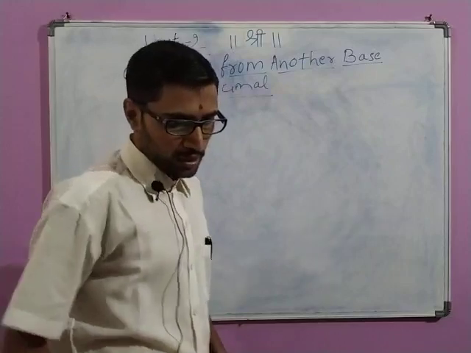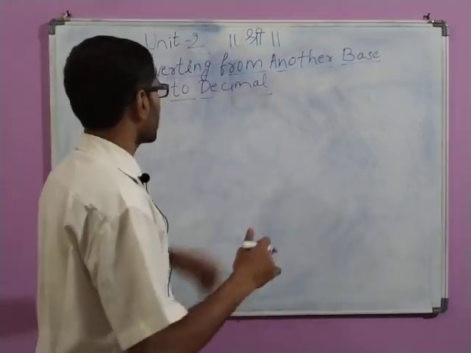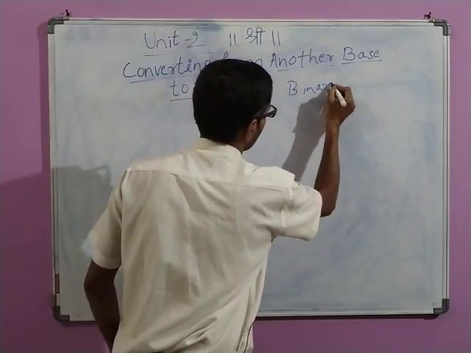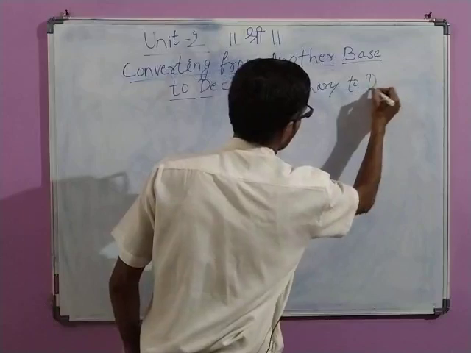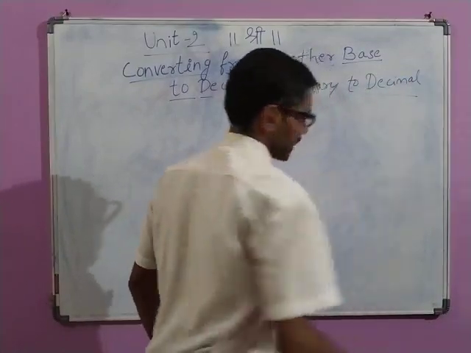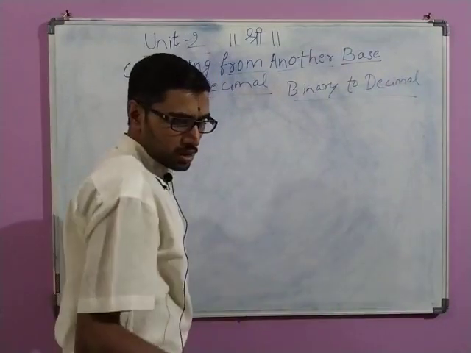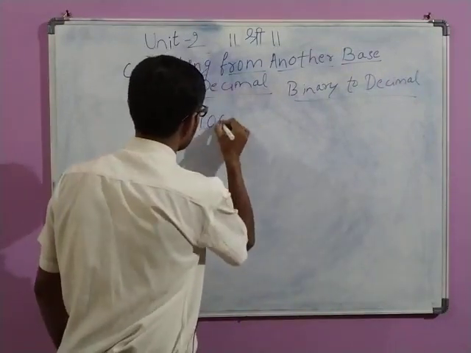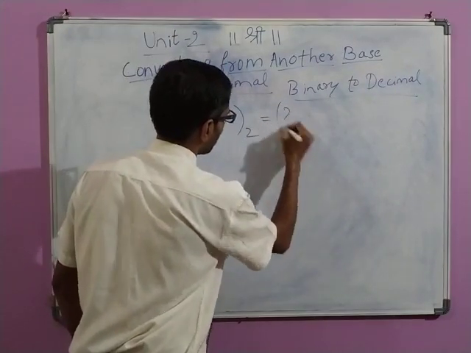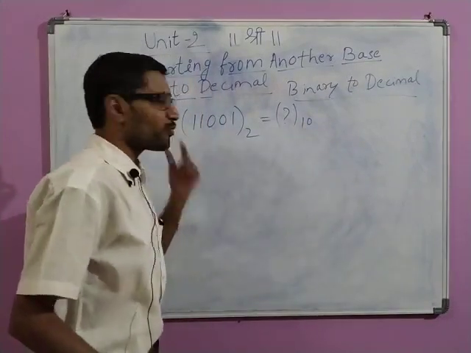Fine. So let me start with the first example. Here I am going to convert from binary to decimal. Binary to decimal conversion we can start. So the first simple example you can take is 11001 to the base 2, question mark to the base 10. Okay. So what is the first step?